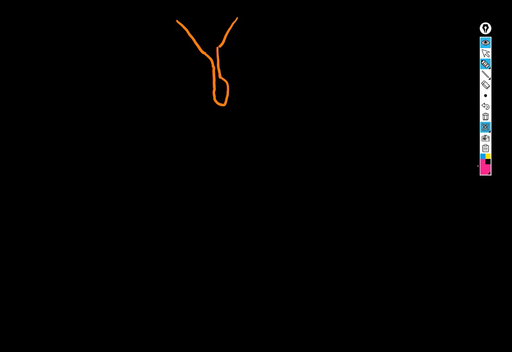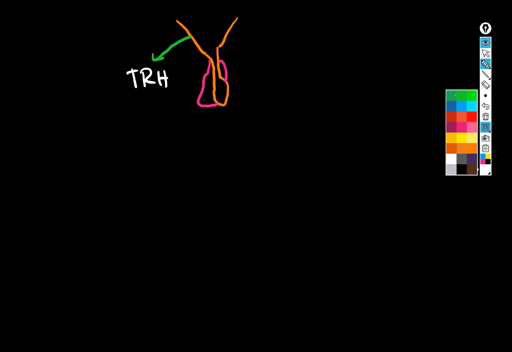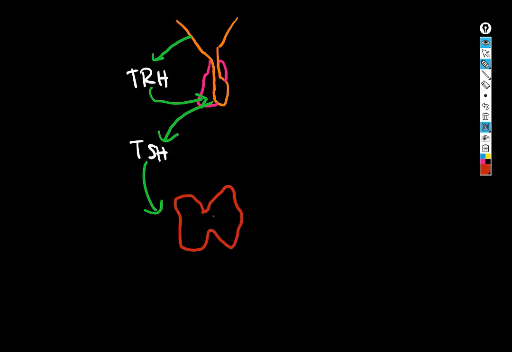Let's draw an axis again. Here we have our hypothalamus, and let's draw our anterior pituitary. The hypothalamus is going to cause the release of thyrotropin releasing hormone, and that is going to act on the anterior pituitary to cause the release of thyroid stimulating hormone. And that's going to act, let's draw ourselves a thyroid, on the thyroid gland. And the thyroid gland, in response, is going to release T3 and T4.